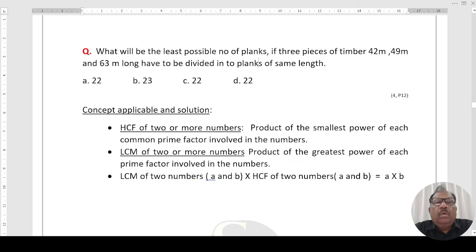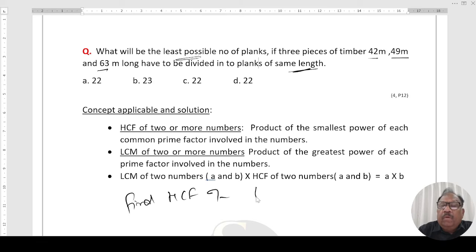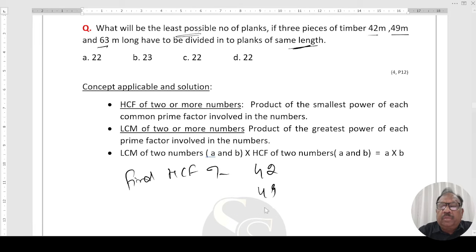Question is, what will be the least possible number of planks if 3 pieces of timber 42 meter, 49 meter and 63 meter long have to be divided into planks of the same length? In this case, the concept applicable and solution is, we have to find the least number of planks, means find the HCF of 42, 49 and 63.